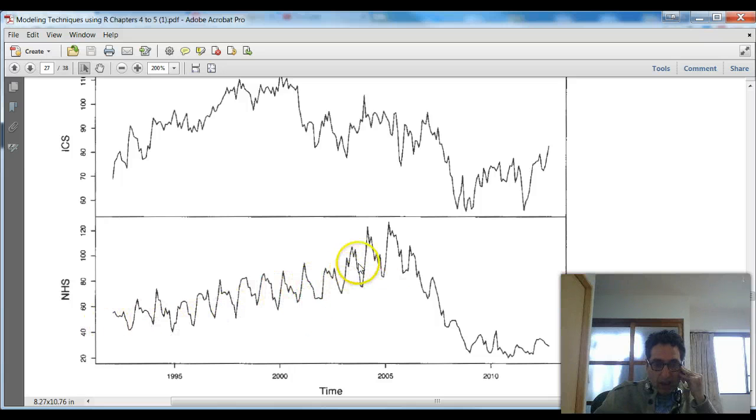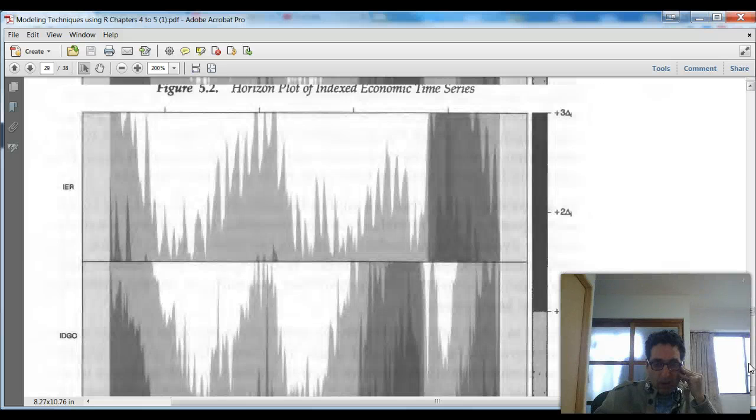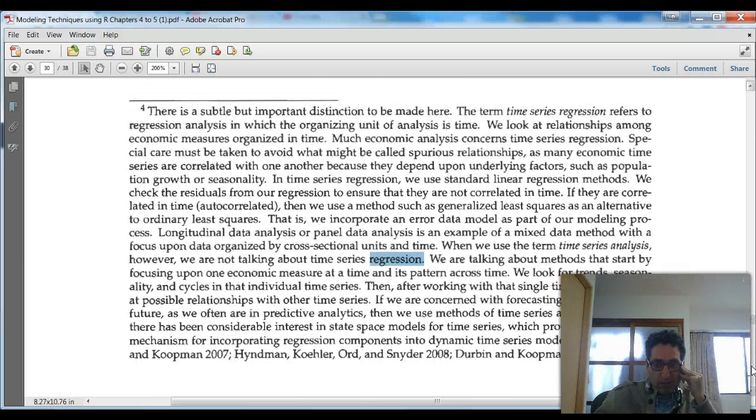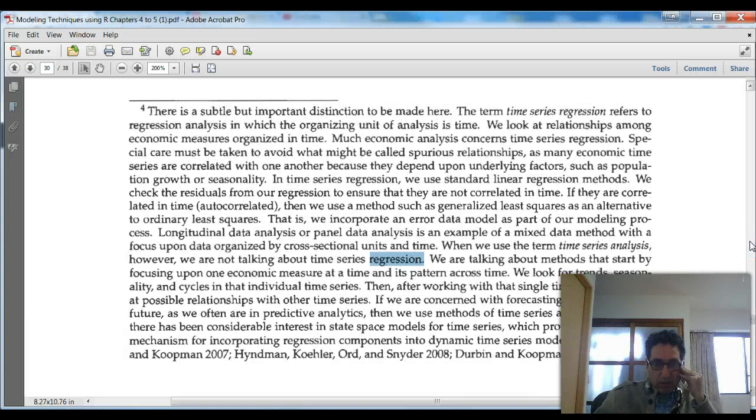And there's a kind of trend here going up. Of course, that trend starts going down, but we can talk about a trend as well. So those are the kinds of things we talk about when we're talking about time series analysis, not time series regression. So we look for trends, seasonality, and cycles in the individual time series.